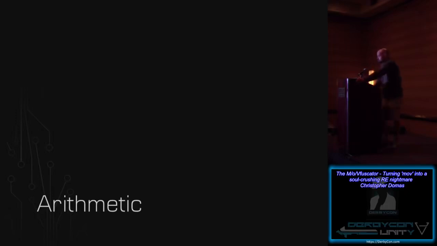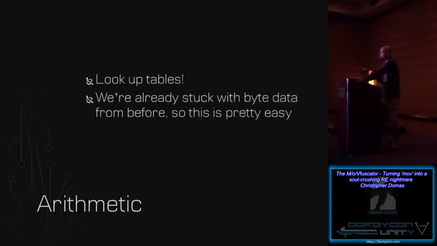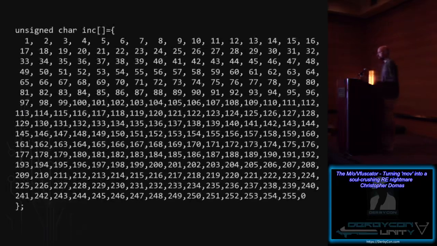Arithmetic seems a little bit more complicated at first, but it's the next hurdle we have to overcome. And it actually turns out to be really, really easy with lookup tables. It's especially easy because we've already constrained ourselves to bite-sized data from before. So let's say I wanted to implement the increment function. It just adds 1 to a number. And I want to do that with only moves. I can do that with a simple lookup table.